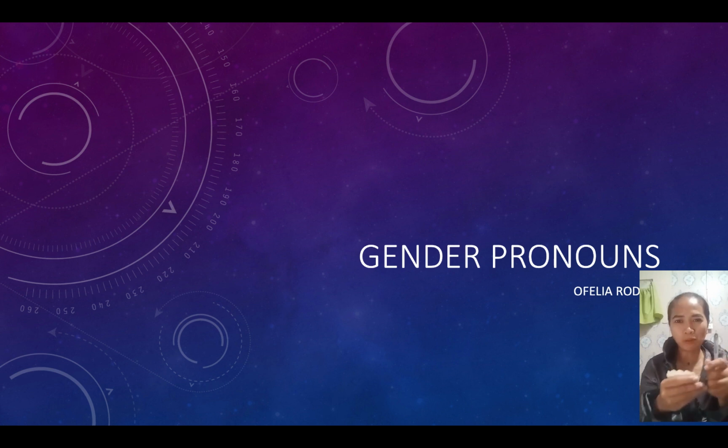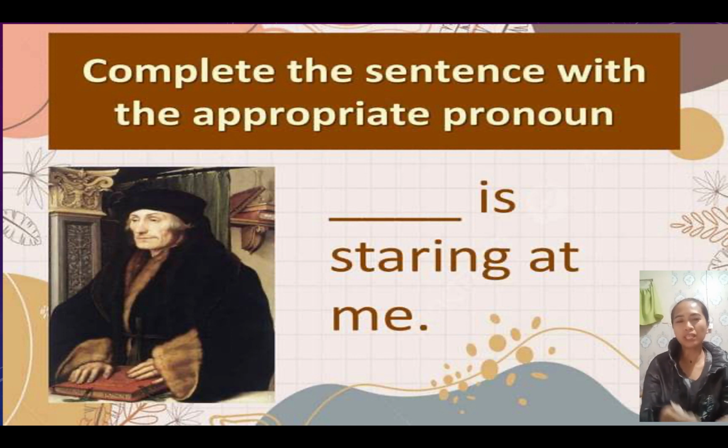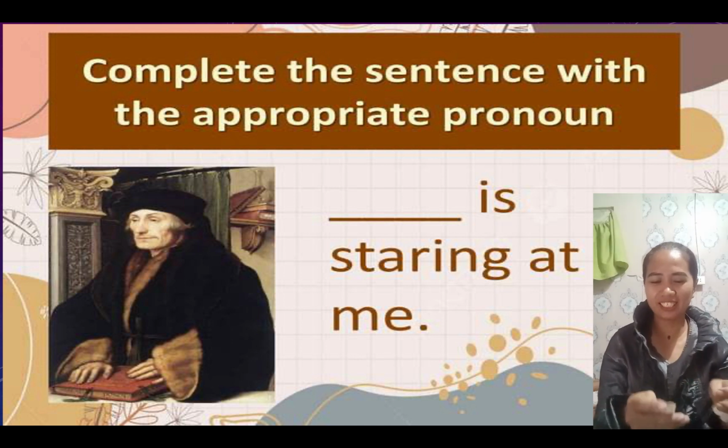Okay, the first number I will be picking is number 4. Okay, pass the pen around the class and count 4. Okay. 1, 2, 3, 4. Okay, the question is: complete the sentence with the appropriate pronoun. Blank is staring at me. So what is the answer? Ma'am, it is he. Correct.